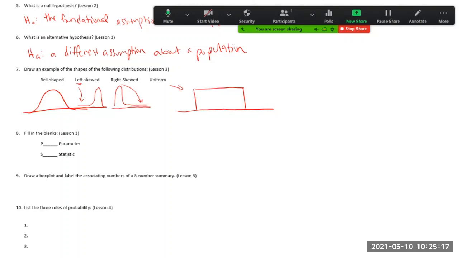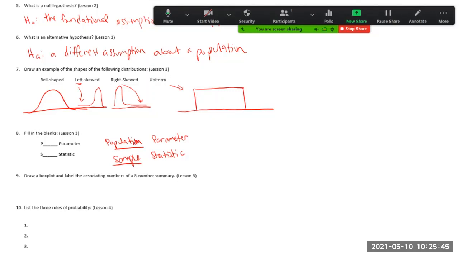Awesome, fill in the blanks. From lesson 3, we learned population parameter and sample statistic. The reason why this is important to know is because homework assignments are going to give students questions like which number describes the population, and label the parameter or label the statistic.